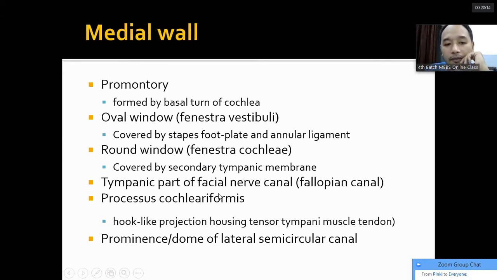Also in the medial wall is the tympanic part of the facial nerve canal. The facial nerve inside its bony canal passes through the medial wall, the tympanic or horizontal part. This facial canal is also called the fallopian canal. There is another hook-like bony projection in the medial wall called the processus cochleariformis, which houses the tendon of the tensor tympani muscle. Another important structure in the medial wall is the prominence of the dome formed by the lateral semicircular canal.